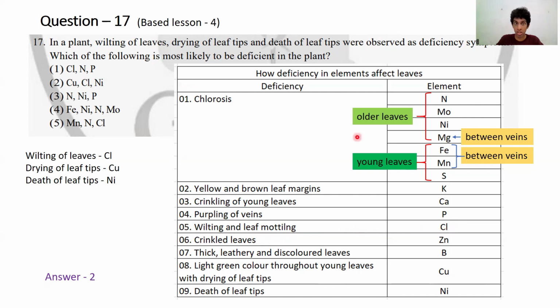So then the drying of leaf tips. The drying of leaf tips and the death of leaf tips are two different things. Here you can see the drying of leaf tips is due to deficiency in copper and the death of leaf tips is due to deficiency in nickel. So therefore, the deficient elements will be chlorine, copper, and nickel. As they are not asking in the correct order, the correct answer is the second one.